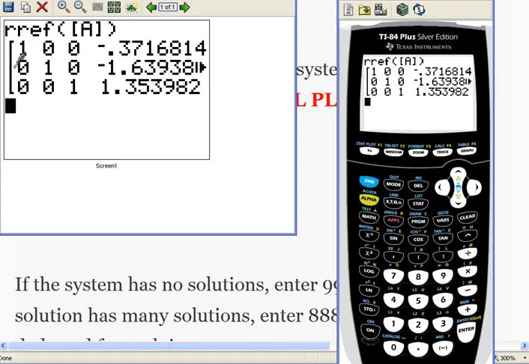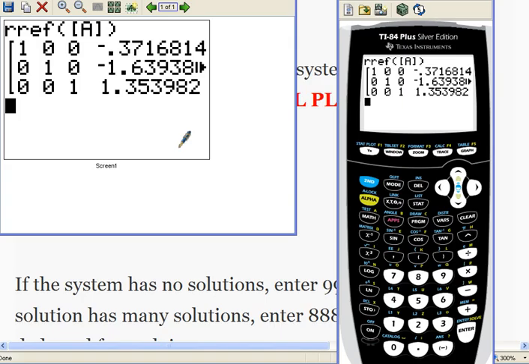So now when the first 3 by 3 part of the matrix looks like that, that means normal answer. There's one single answer. Here's the value of that. That's the coefficient of x. So in other words, x equals that number, negative 0.372 to 3 places. Second row, this is the coefficient of y, and so that's saying y equals negative 1.640. That's the coefficient of z, so we get z equals 1.354 to 3 places. So that's our ordered triple.